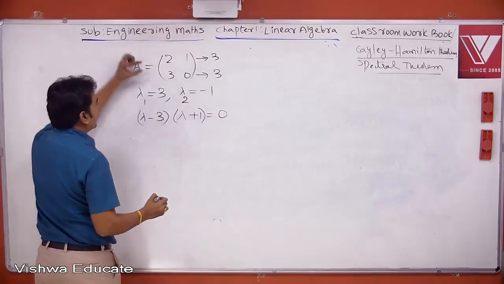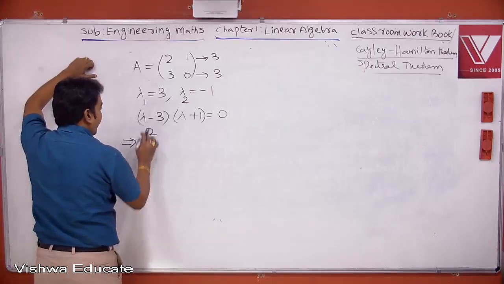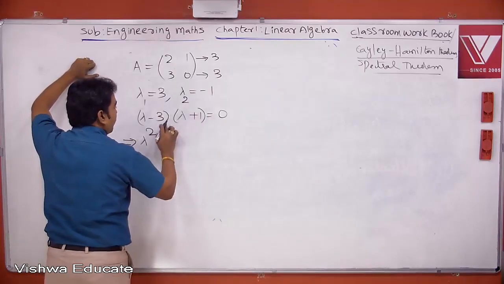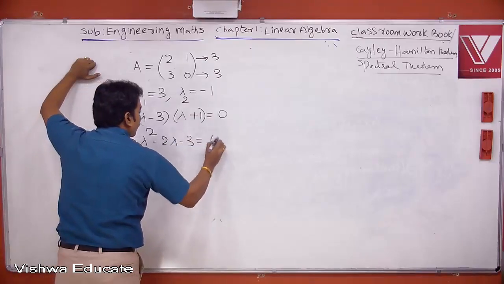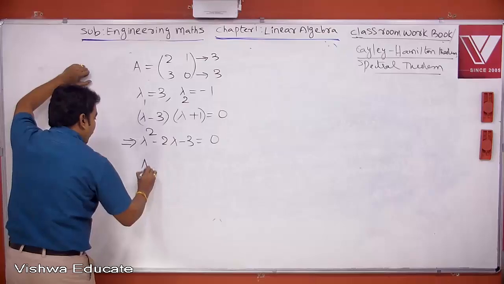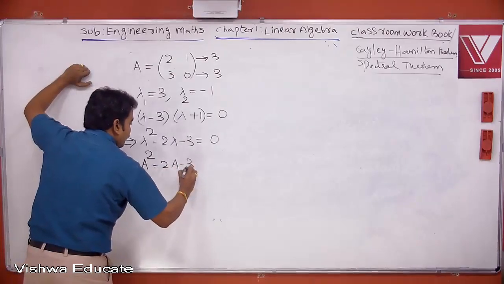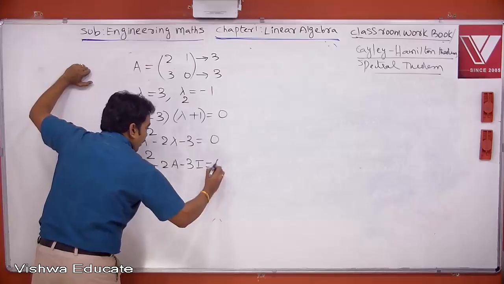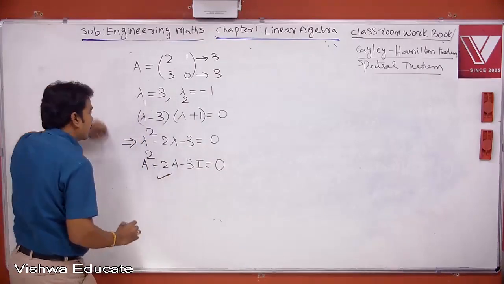Therefore, this is the characteristic equation of this matrix. This implies lambda square plus lambda minus 3 lambda minus 2 lambda minus 3 equal to 0. This is my characteristic equation. Now replace lambda by A, and A square minus 2A minus 3I, you will get null matrix. Let us verify this.